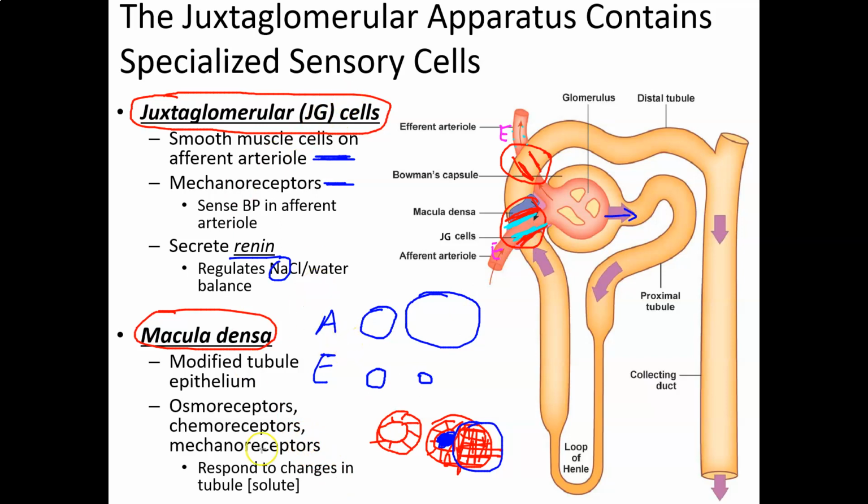And these macula densa cells have osmoreceptors. So osmo refers to the osmolarity of blood. So these look at what's the osmolarity. We've talked about it this semester that normal osmolarity of human blood is about 280 milliosmoles. So it measures that. It has chemoreceptors in it. So those chemoreceptors measure the chemical constituents within blood. And then it's got mechanoreceptors.